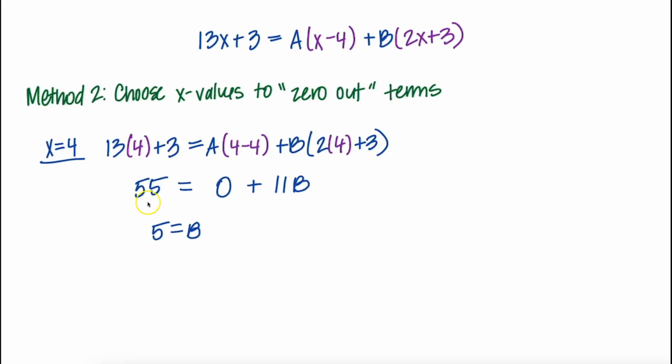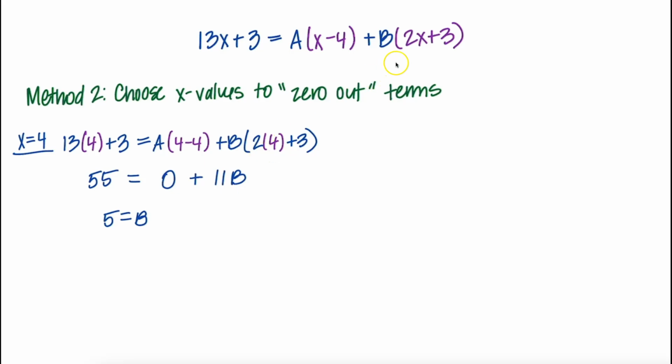So the left side adds to 55, this was 0, this adds to 11, and solving for b, we get b is equal to 5. All right, now let's go ahead and try to solve for a. We're going to need to try to zero out the term involving b. So we're going to choose the x value that zeroes out this factor.